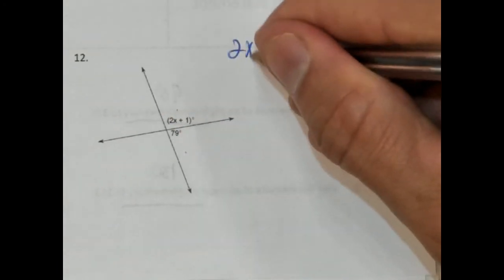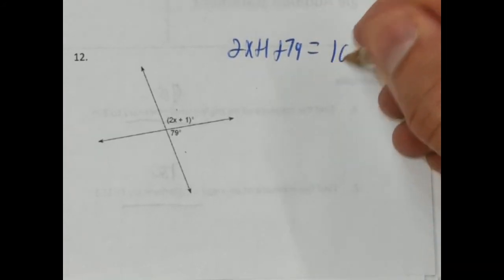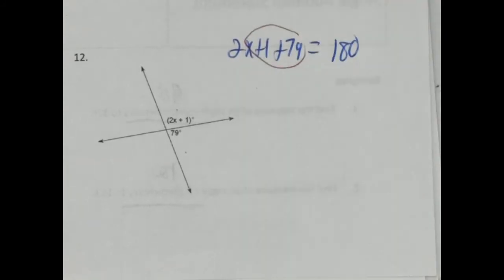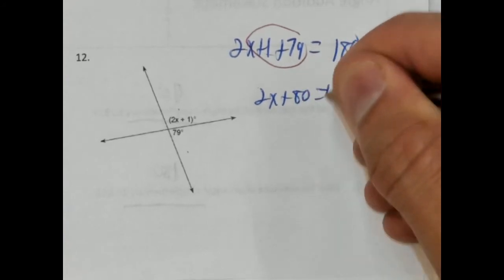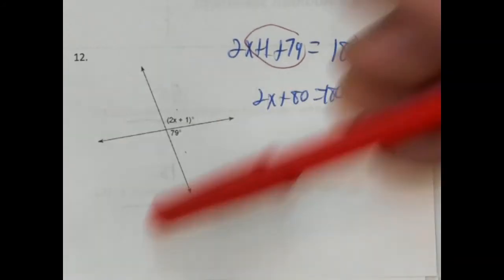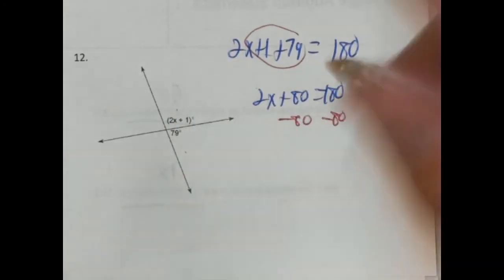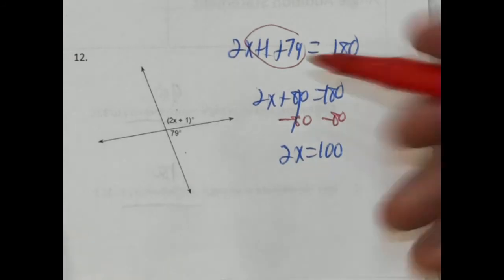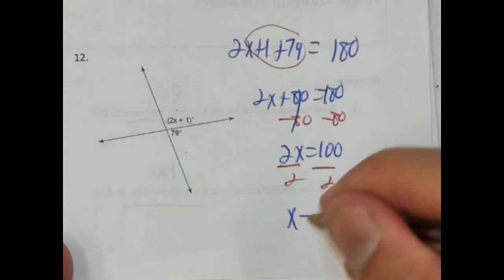So 2x plus 1 plus 79 degrees equals 180 degrees. And just solve this algebraically. Let's combine like terms. So 1 plus 79 is 80. So 2x plus 80 equals 180. Then we're going to subtract 80 from both sides. And that's going to give us 2x equals 100. And divide both sides by 2, which is the coefficient, and x will be equal to 50.